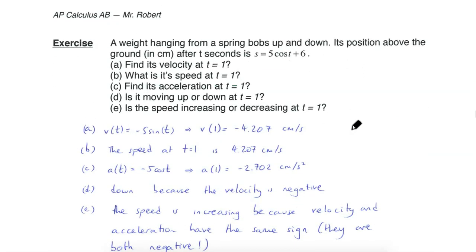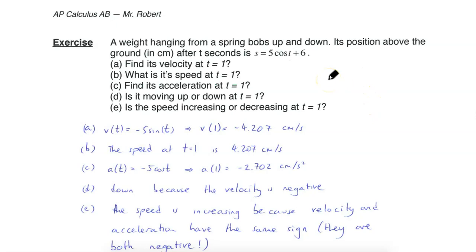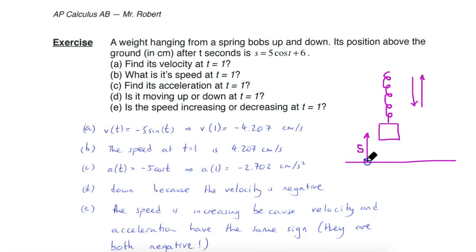Last exercise, several little things here, several questions in a row. It's a weight hanging from a spring, so, well, that's really not a very good drawing, but you get it. Here's the weight, and it goes down and up and down like this. And the position, S, which is in centimeters above the ground, so let's just say this is the ground, and so S is this length here. I'm just going to the middle of the weight, I guess. Its position above the ground after t seconds is S equals 5 cosine t plus 6. I guess it would be better if this arrow just went to the bottom here.